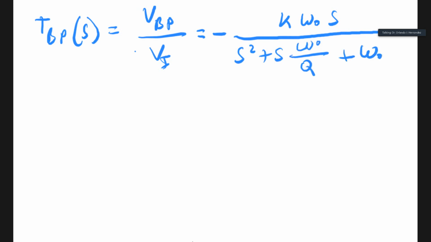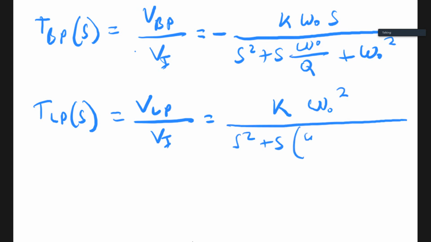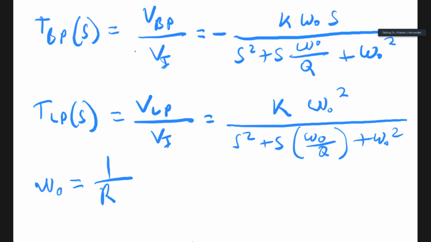Notice that the pole equation, the denominator, has not changed. And for the low pass, we had this expression. If you look at the circuit and we fix the values of R and C to be common, then we can say that for the integrators, omega naught is 1 over RC. Okay?